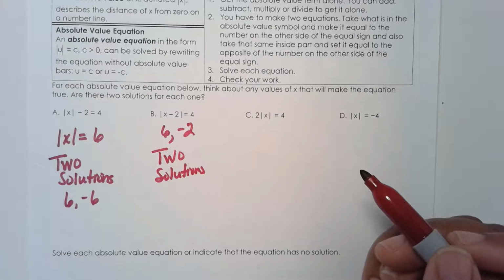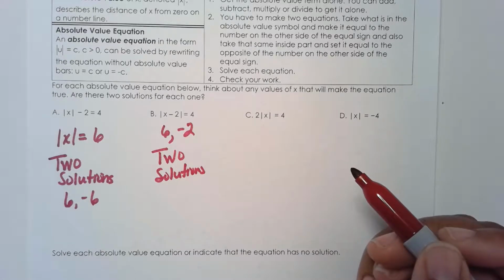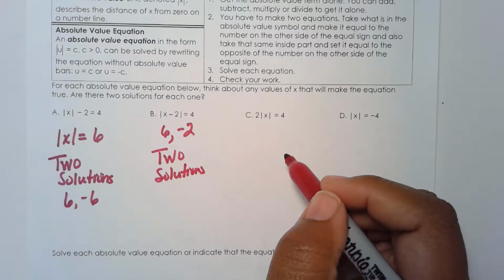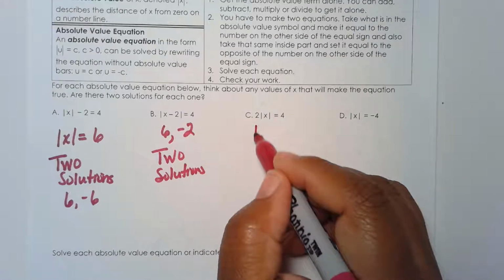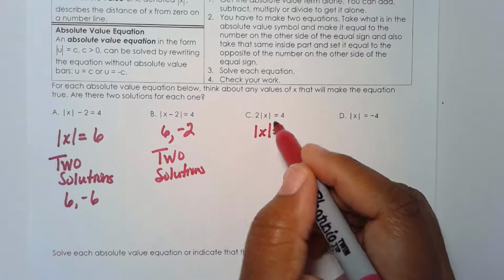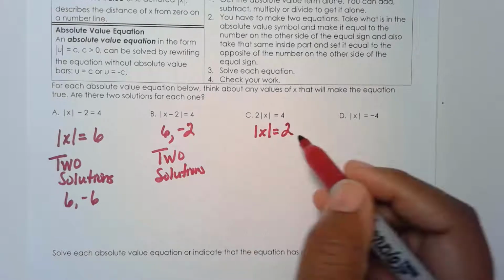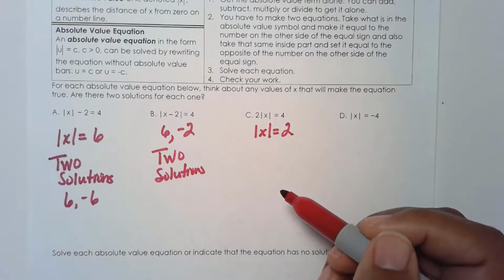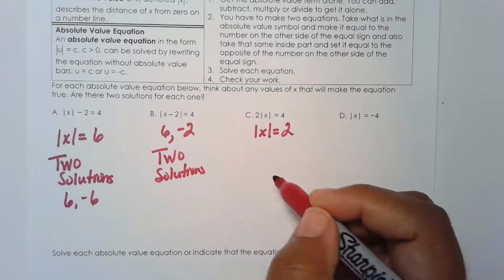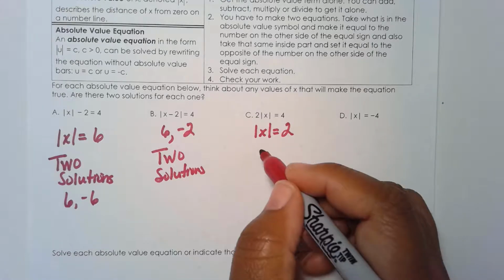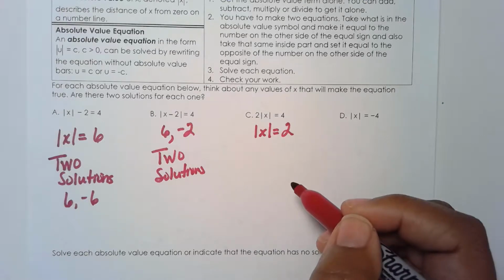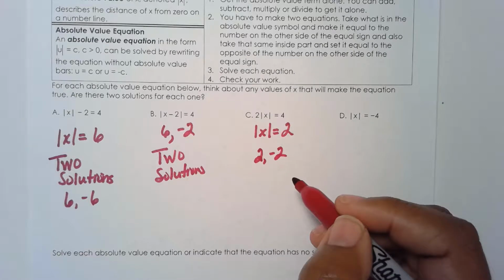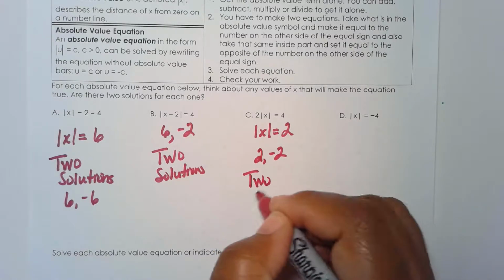Next example. 2 times the absolute value of x is equal to 4. Now we can rewrite this so the absolute value of x is by itself, and we're saying the absolute value of x is equal to 2, because we're dividing both sides by 2. How many solutions will we have here? How could we make this statement true? Well, we can plug in positive 2. We can also plug in negative 2. That will yield 2 solutions.